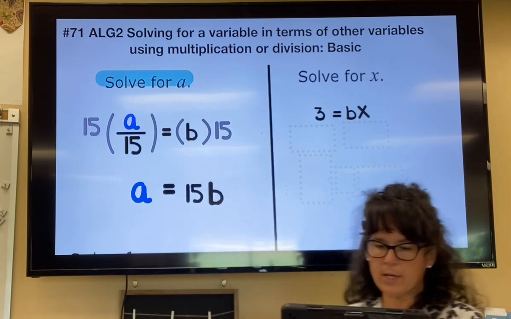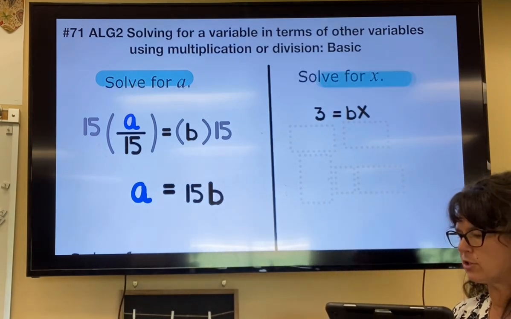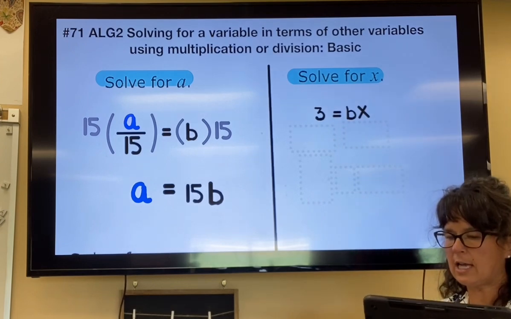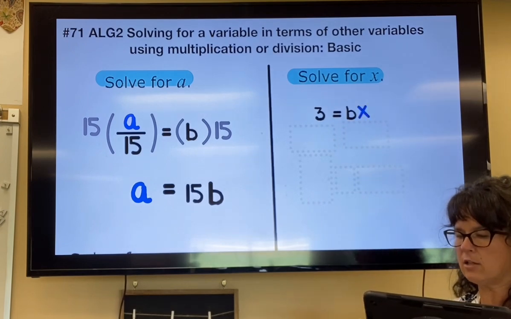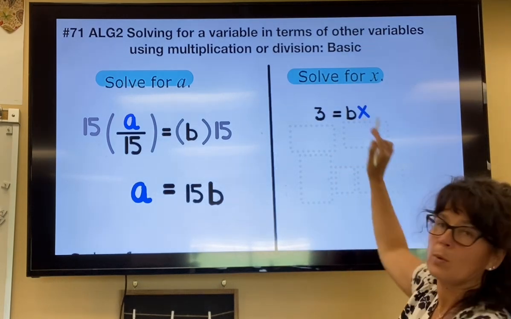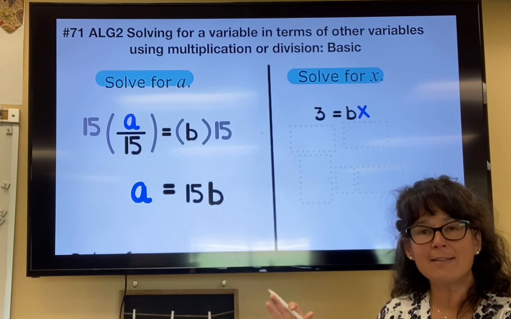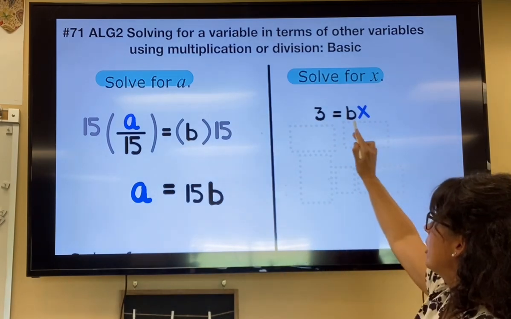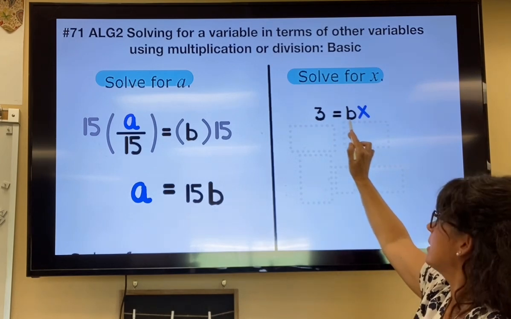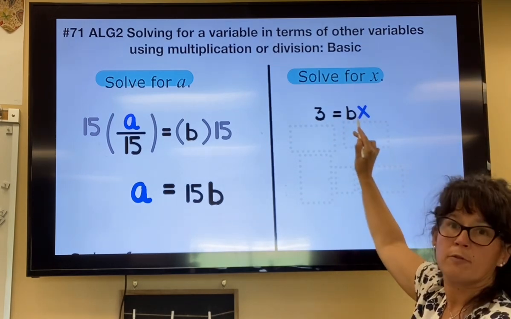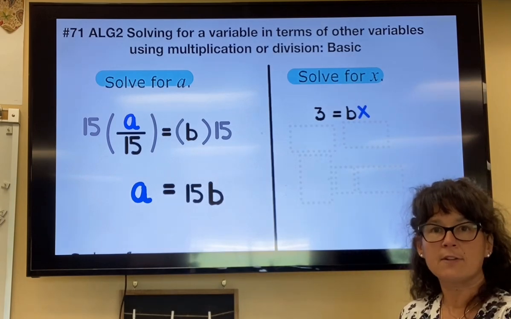Okay, here's another one. I would like to solve this one for X. So let's just highlight what we're trying to get alone on one side of the equal sign, and that's the X. We ask ourselves, what is preventing the X from being by itself on one side of the equal sign? The B is over here with it. These are side by side, so that's multiplication. So if I want to get rid of multiplication, the opposite is division.